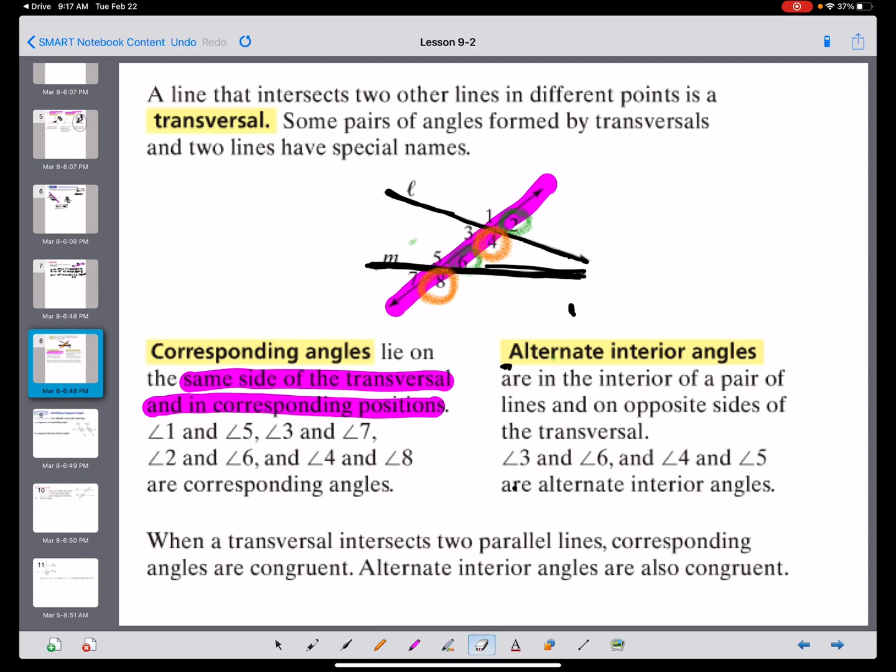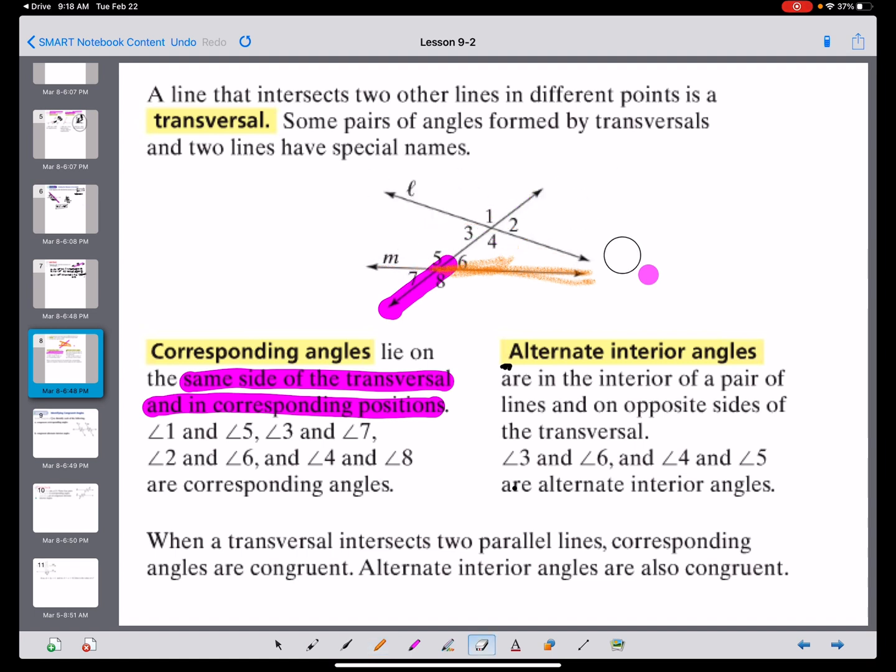The second relationship I want to talk to you about, let's go back, is alternate interior angles. So here let's highlight our transversal again. Alternate interior angles are on the interior part of the two lines and on opposite sides of the transversal. So in this example, inside the two lines, do you see that here are the two lines? All of the angles that are on the interior would be these, 3, 4, 5, and 6. Those are inside the two lines.